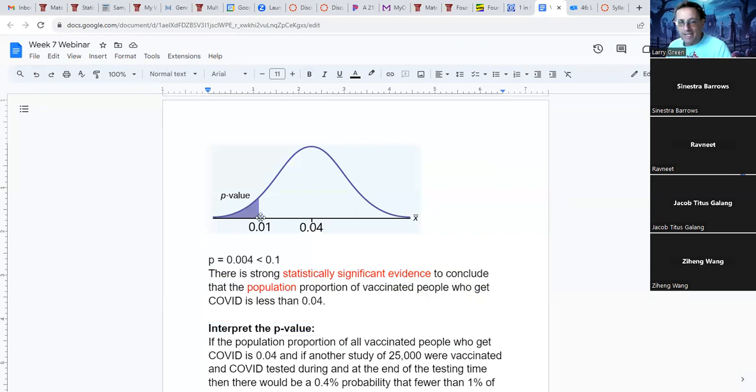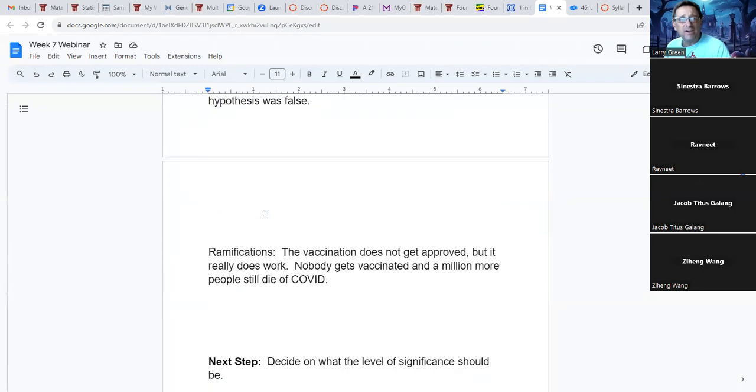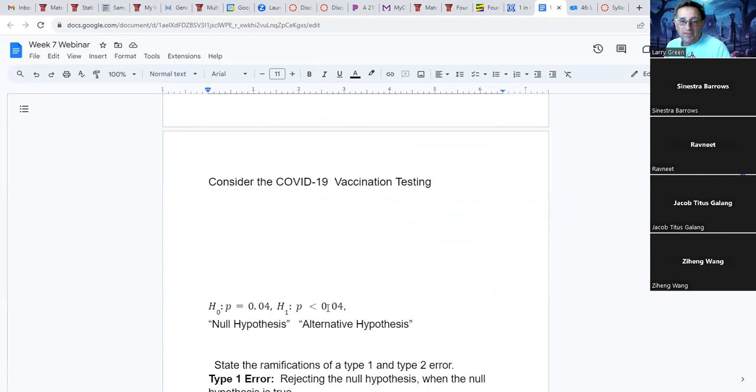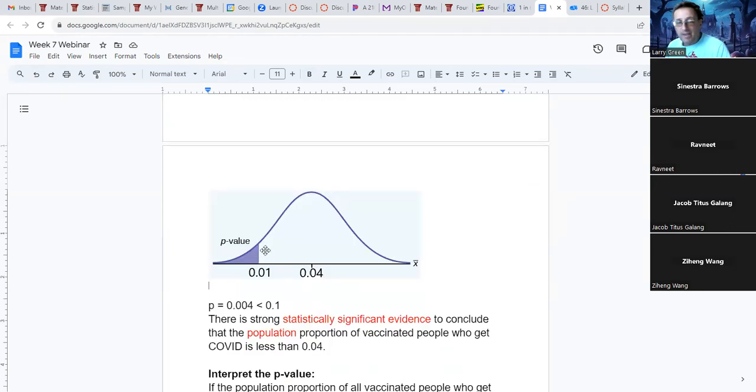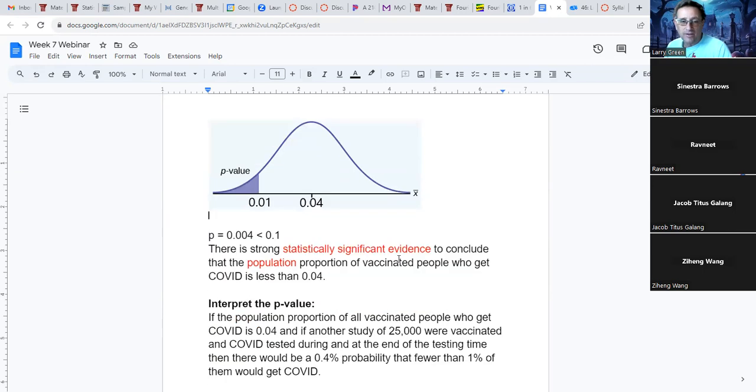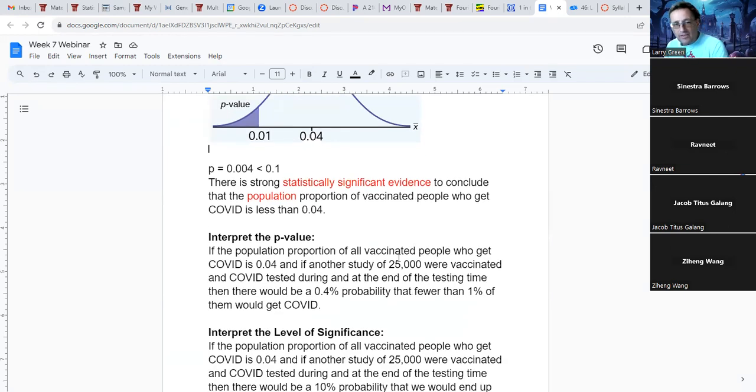It's that probability. And by the way, if this had been a greater than instead of a less than, then you'd find the p-value by looking at the area to the right. You could also have a not equal to, and then you'd have a two-tailed test, and you look at the two tails, add up the areas, and that would be the p-value. Okay, so here's how you interpret the p-value in this case.